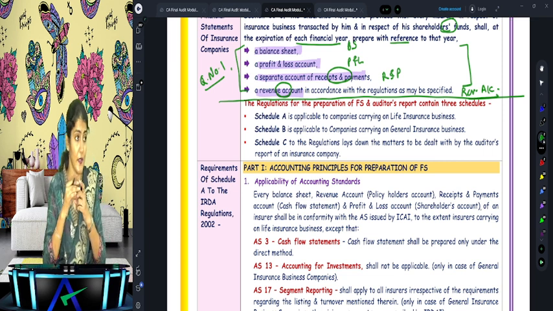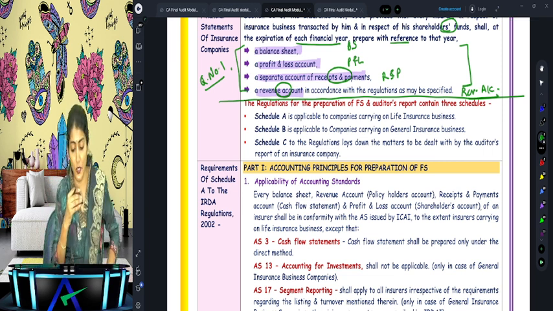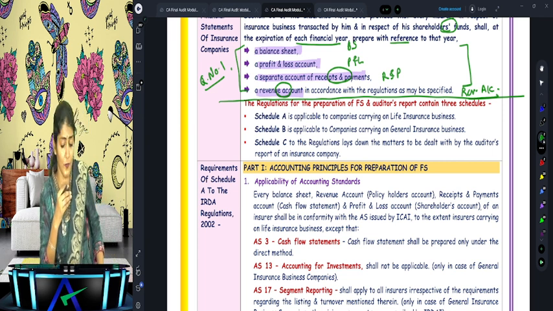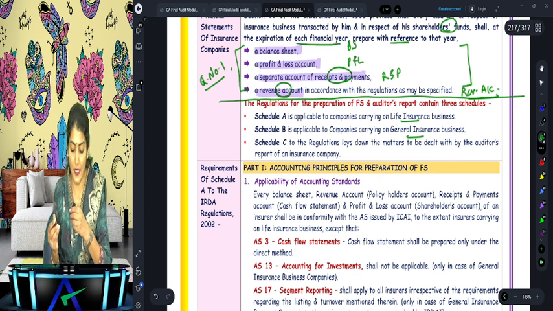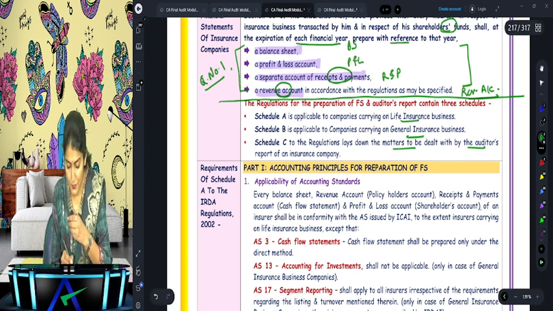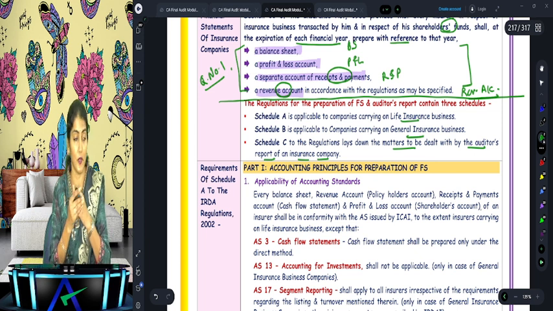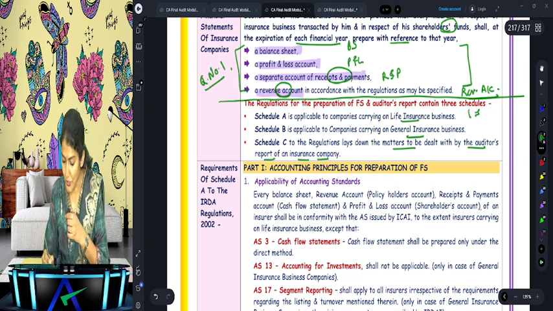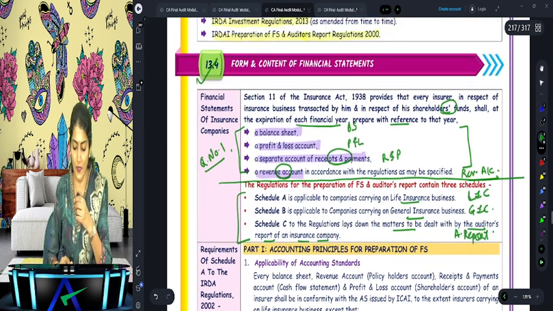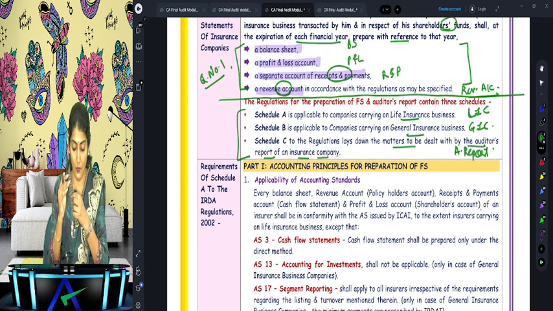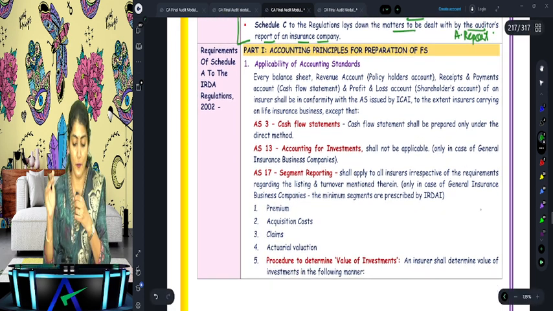Just as the Companies Act has the schedule, even the insurance law has the schedule. Schedule A is applicable to the life insurance business, B is applicable to the general insurance business, and C is relating to the matters to be dealt in the audit report of an insurance company. So life insurance business, then the general insurance business, and then the auditor's report of an insurance company. These are the 3 schedules which are given in the IRDA regulations. Now what are the requirements of the schedule?